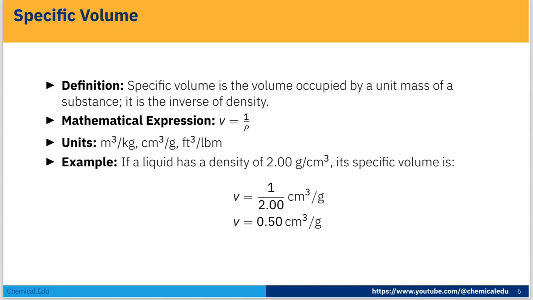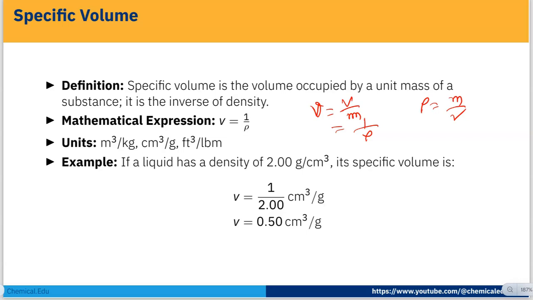Now specific volume is the reciprocal of the density. Specific volume is the volume occupied by unit mass of a substance. It is the inverse of density. So specific volume, V, is nothing but volume by mass. We know rho is nothing but mass by volume, so this is volume and this is specific volume, which is nothing but 1 by rho, and the unit is meter cube per kg, centimeter cube per gram, or foot cube per lbm.